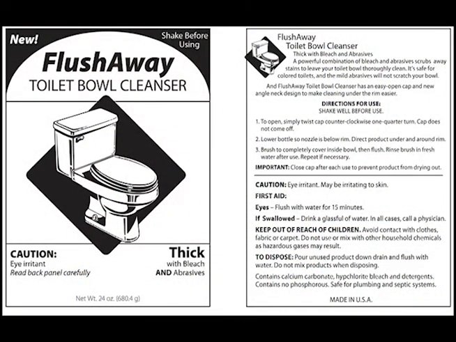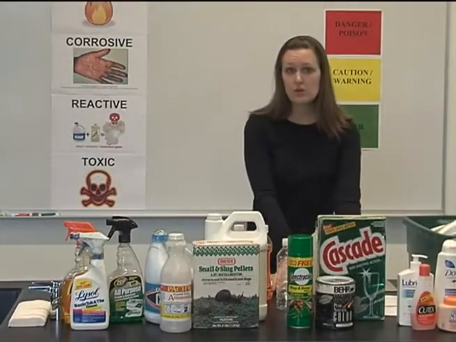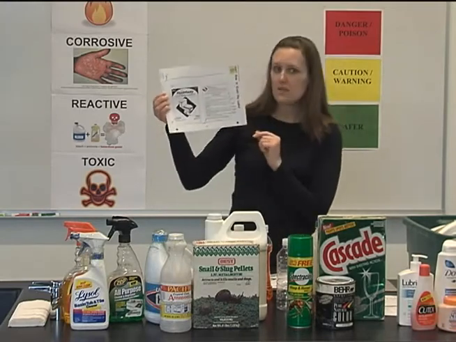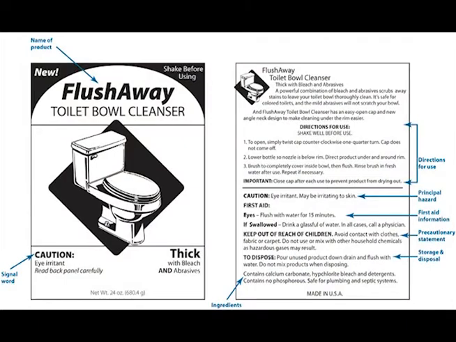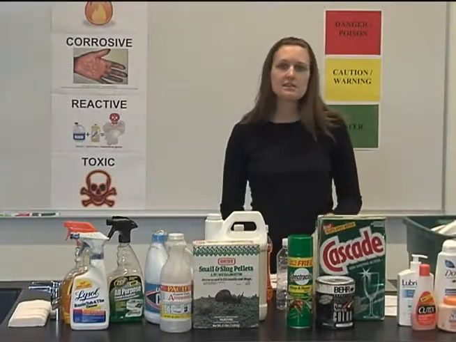You could ask questions such as, do you see any part of the label that is in bold type? What do you think it means that the information is in bold? And can you find a signal word on this label? Use slide 2.2 as a reference for identifying other label requirements, such as directions for use, principal hazards, first aid instructions, and precautionary statements. Next, divide the class into pairs.